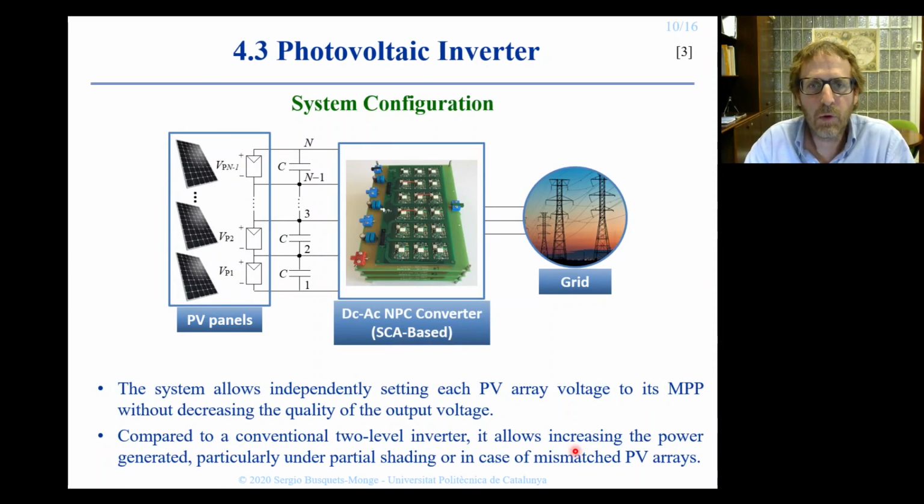And the last example we will see is a photovoltaic system where we have a set of photovoltaic arrays connected in series, and we want to send the energy generated by these photovoltaic arrays to the grid. We do it by connecting a multi-level NPC inverter. This system will enable us to independently control the operating voltage of each photovoltaic array so that we can force them to operate at the maximum power point.